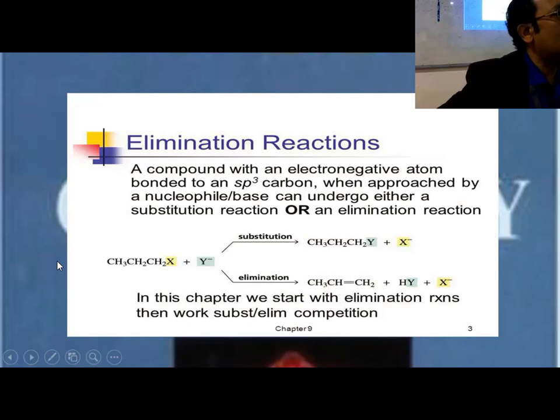Now it is found that elimination and substitution always occur together. Whenever we try to do substitution, some amount of elimination will be there. And if we try to do elimination, some substitution will be there because the reagent is the same. Number two, the intermediate is common. If we go by SN1 reaction, E1 mechanism is also there along with it.